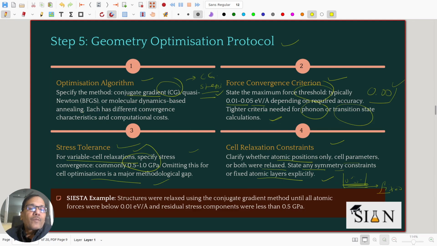So one example from SIESTA: structures were relaxed using the conjugate gradient method until all atomic forces were below 0.01 electron volt per angstrom and the residual stress components were less than 0.5 GPa. So here variable cell relaxation is used. That's why the GPa is given.